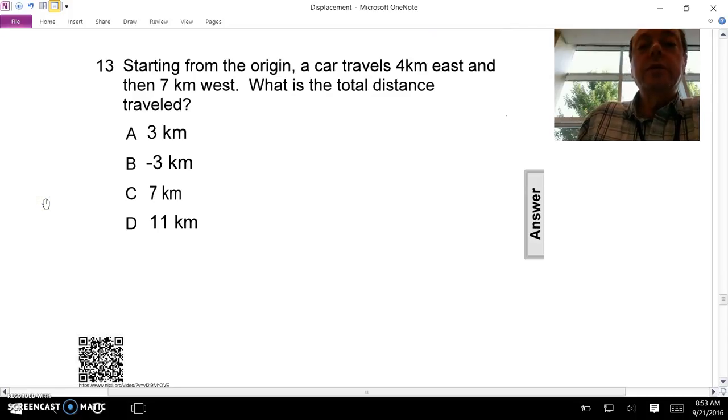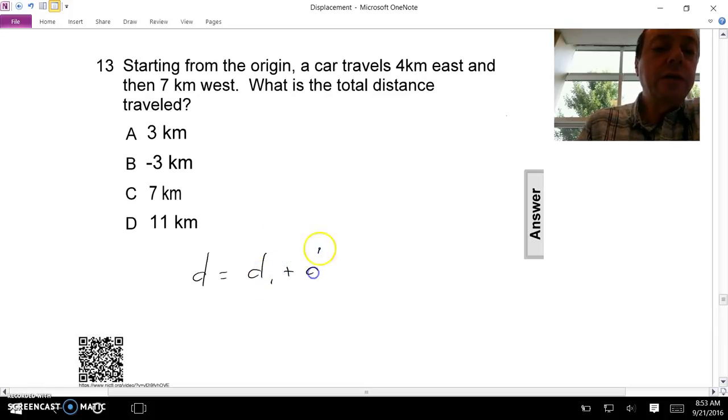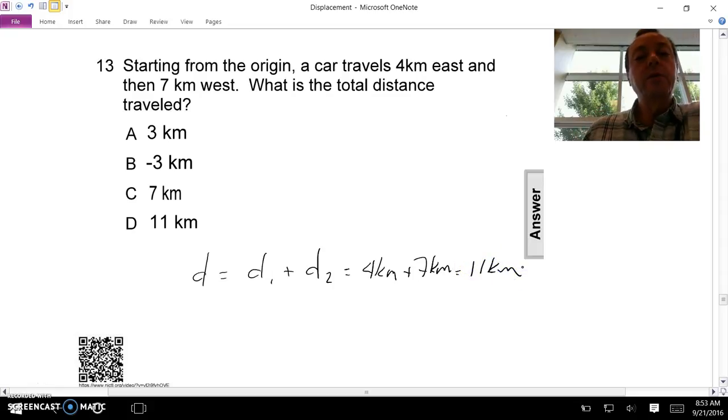Starting from the origin, a car travels 4 kilometers east and then 7 kilometers west. What's the total distance traveled? Well, we're going to add up the distances. Actually, let's do this. I'm going to say D1 plus D2. Size only, no direction, right? So it's going to be 4 kilometers plus 7 kilometers is equal to 11 kilometers. Okay?